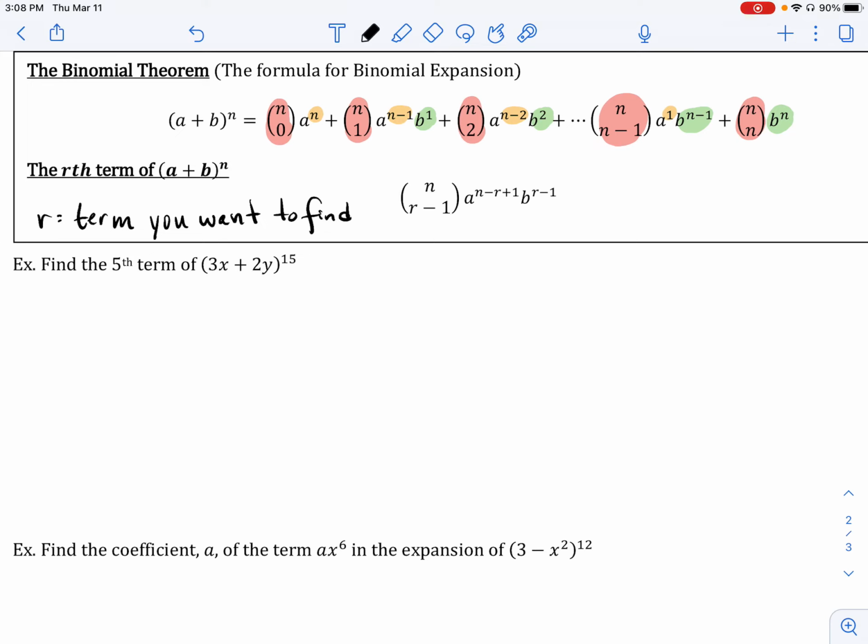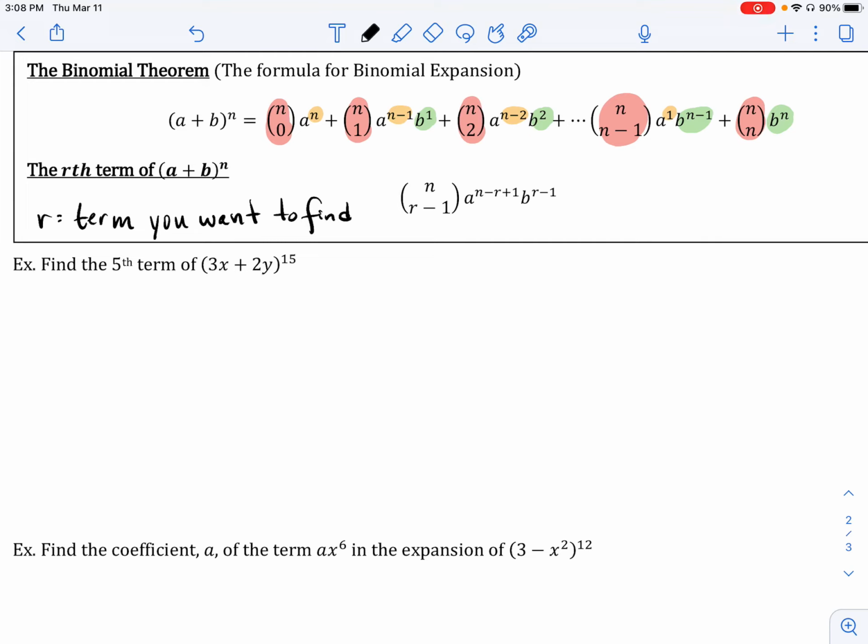If, for example, I wanted to find the fifth term of (3x + 2y)^15. Now, note, that is a major expansion. That's a huge expansion. All of our coefficients and number of terms are going to be pretty large there. So I would have never asked you to fully just expand that, or would I? No, I wouldn't. That would be brutal. But I would expect you to be able to tell me a specific term in this expansion.